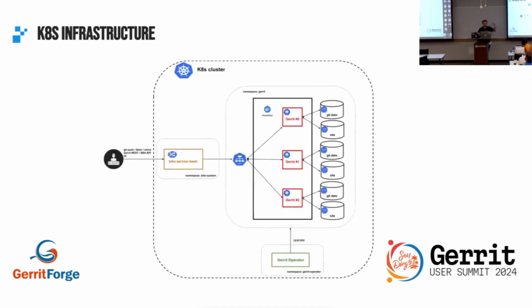This is what the K8s Gerrit infrastructure looks like. You've got all of your nodes, each one with its own data and its own site. Each node is completely separate, and it's a share-nothing architecture. So you add a new node, you're adding new capacity.